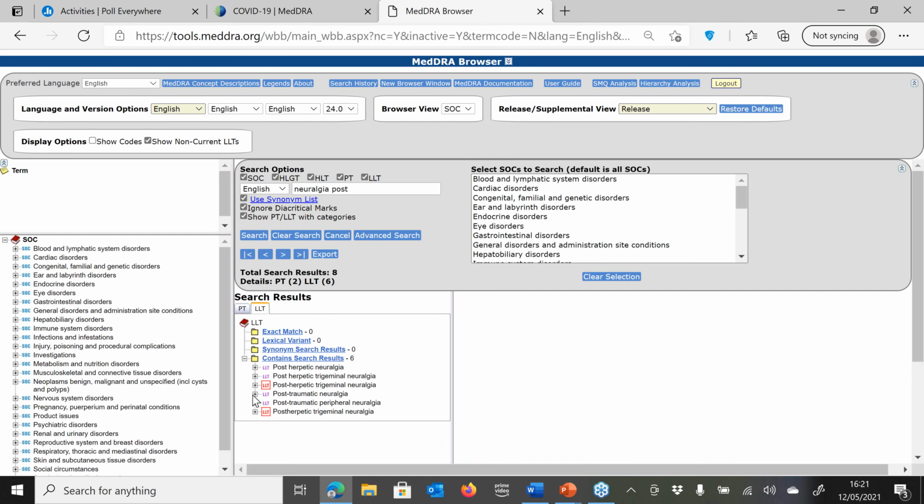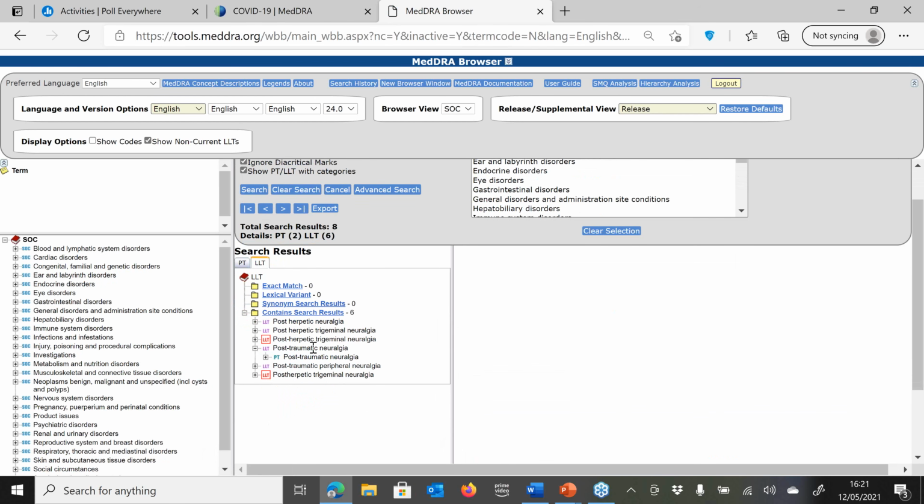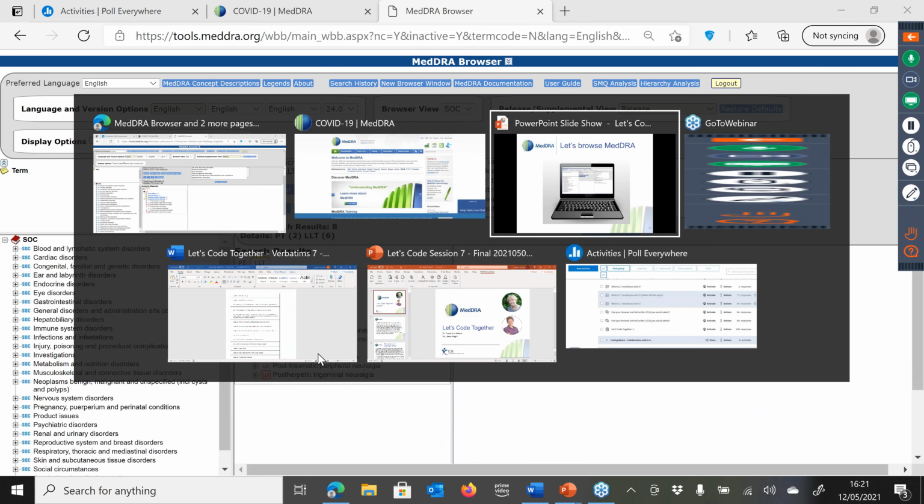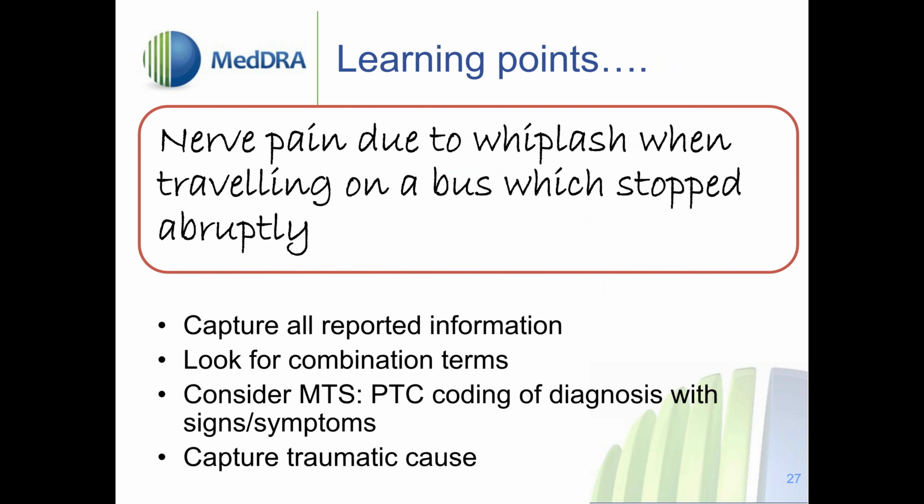There is one, post-traumatic neuralgia. So that's the one that really captures the nerve pain and the relationship to the injury. So we can't get a combination term for the whiplash with the pain, but we can code the whiplash and then the neuralgia, whether it was immediately after or some period of time later. Post-traumatic neuralgia. That's what I would be looking to select. So let's go back to our slides.